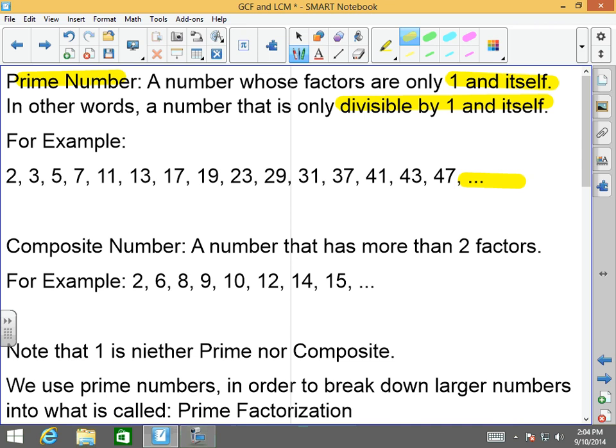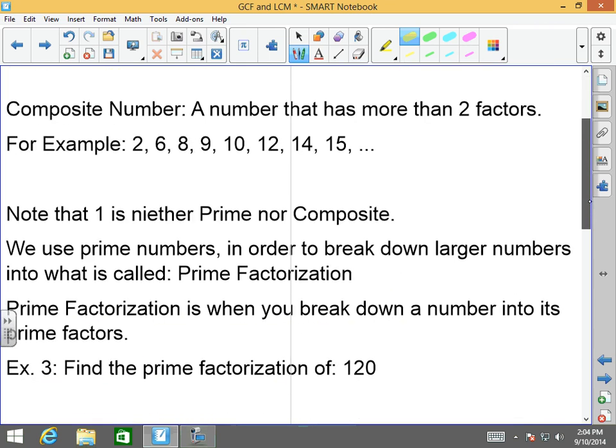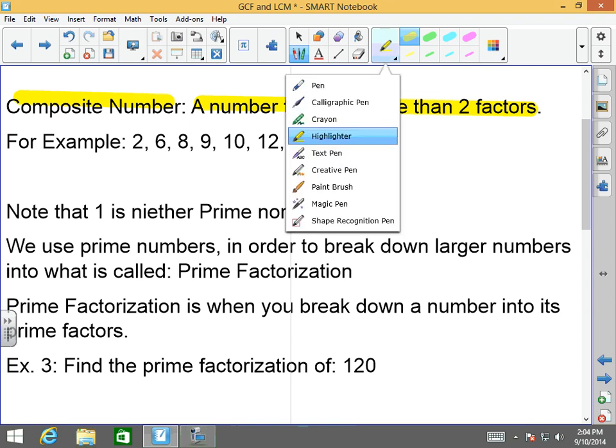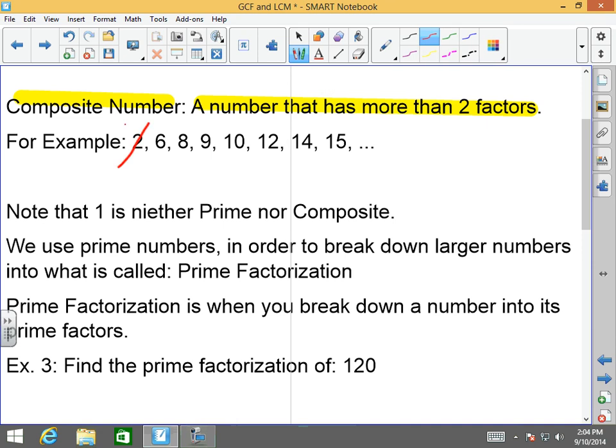Now, the opposite of that is called a composite number. And a composite number is a number that has more than two factors. Actually, this is wrong. 2 is not composite. Sorry. That was a mistake.